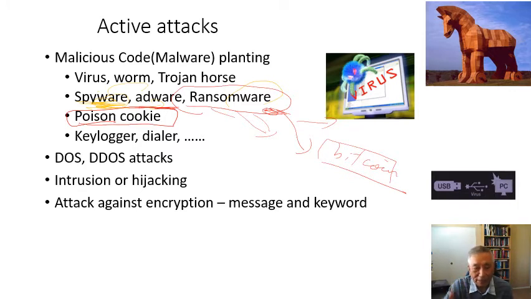But bad guys are using that cookie as a means of implanting or putting some kind of bad data into your account, because they are sending this little code to you. So that is known as a poison cookie. A cookie is okay, but a poison cookie is no good. That's the idea. And then keylogger or dialer.